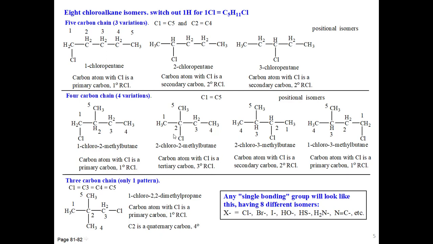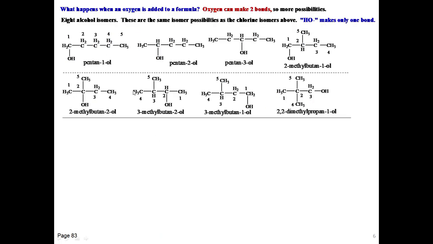Now, any group that just makes 1 bond, like the chlorine here, is going to have all of these same 8 possibilities. So that could be a bromine, an iodine, an OH, HS, NH2, even a nitrile, carbon-nitrogen triple bond. There's only 1 point to attach. So they will all have 8 examples like I showed here.